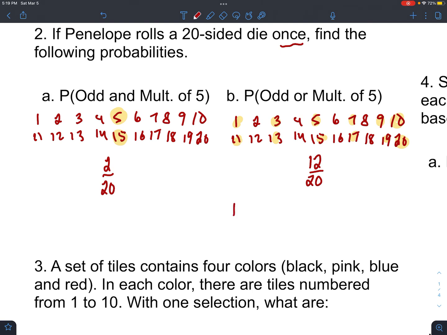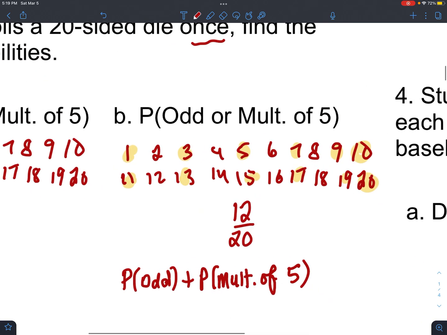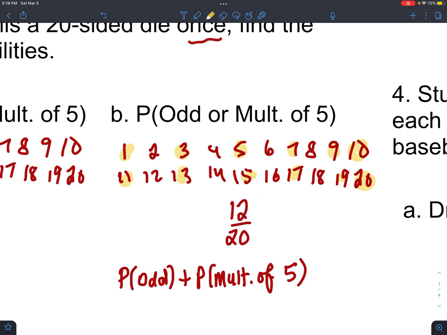But what's interesting is we could get to that by, remember before up here we added? You can still add these together. But if you notice, when we were doing the multiples of 5, we said, hey, we already, you see how I've double counted 15 and 5, right? We don't want to count those twice because we only had 20 outcomes. We can't double count anything. So when you add them together, you have to subtract any duplicates.